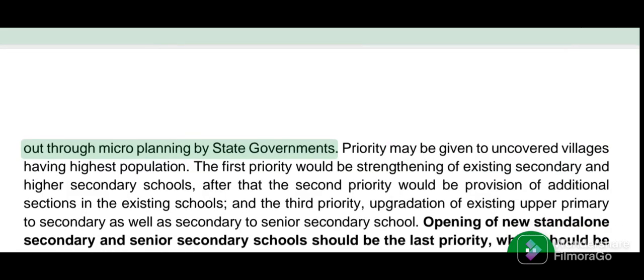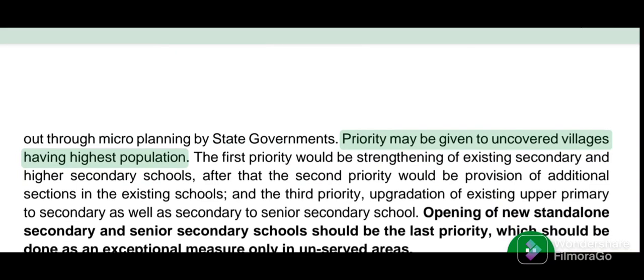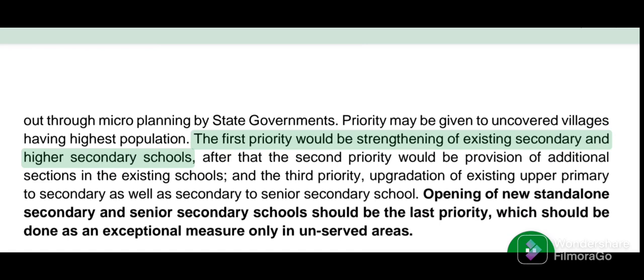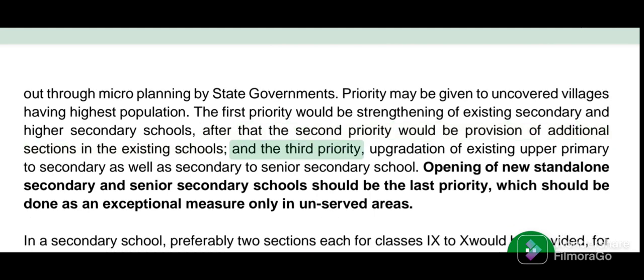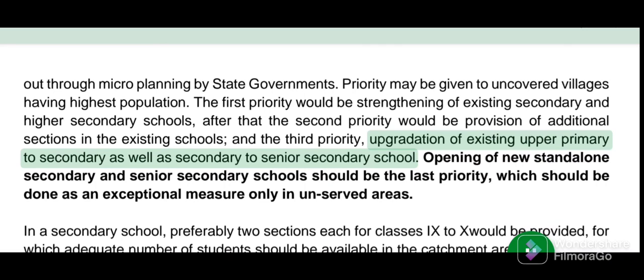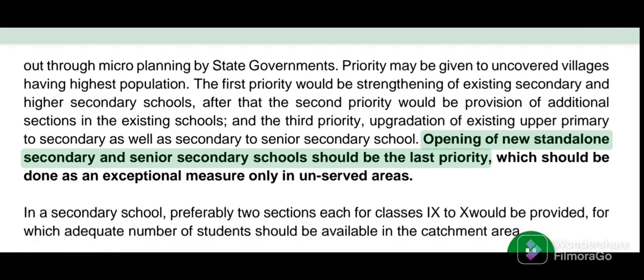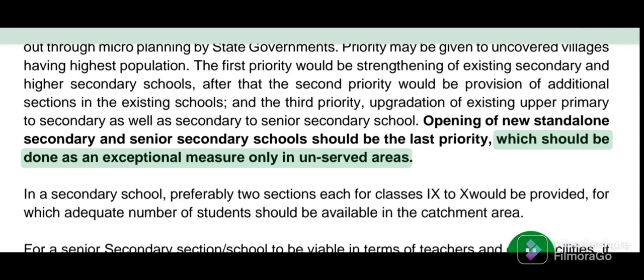This is carried out through micro-planning by state governments. Priority may be given to uncovered villages having highest population. The first priority would be strengthening of existing secondary and higher secondary schools; after that the second priority would be provision of additional sections in the existing schools. And the third priority, upgradation of existing upper primary to secondary as well as secondary to senior secondary school. Opening of new standalone secondary and senior secondary schools should be the last priority, which should be done as an exceptional measure only in unserved areas.